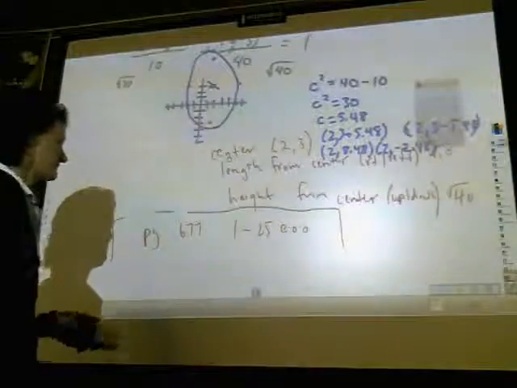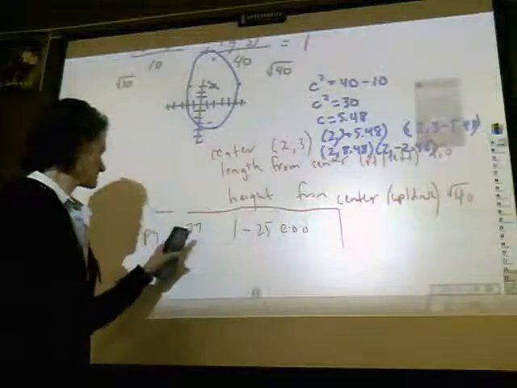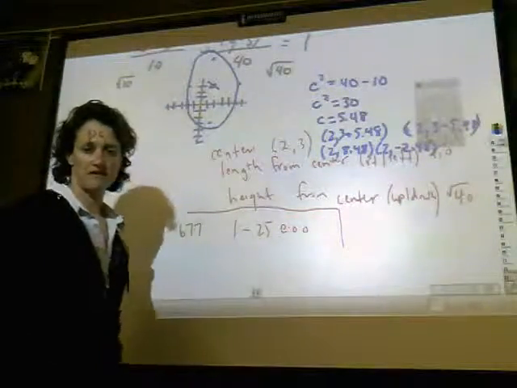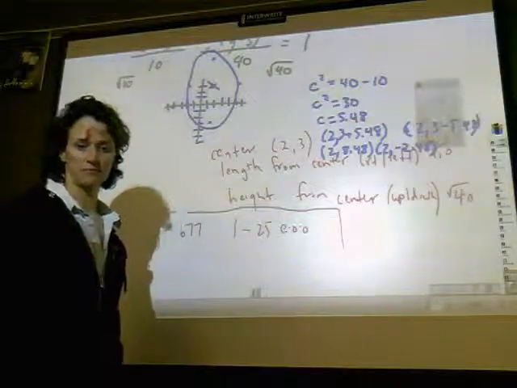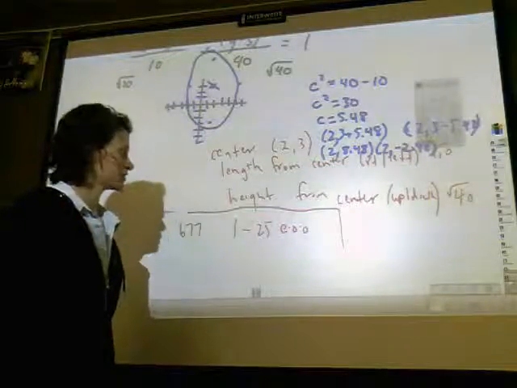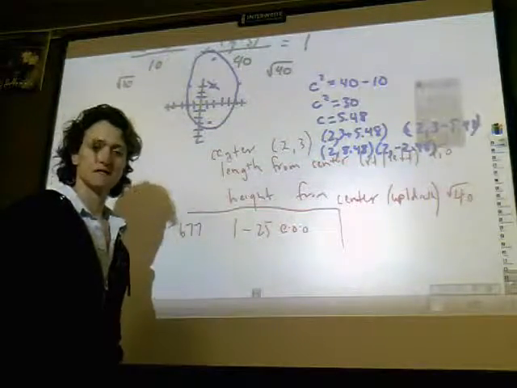Okay, there's your assignment. Get started on it. It's 677, 1 through 25, every other odd. So happy hunting. If you need to watch this again, I'll post it on YouTube so that you have no issues with watching it again if you missed anything the first time.